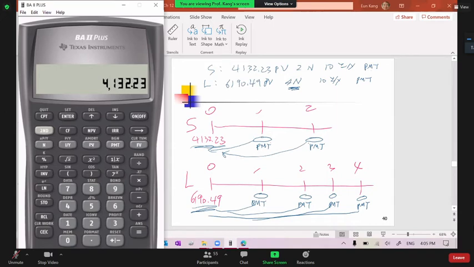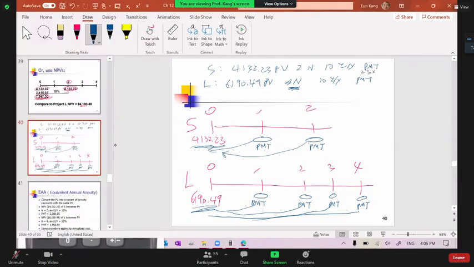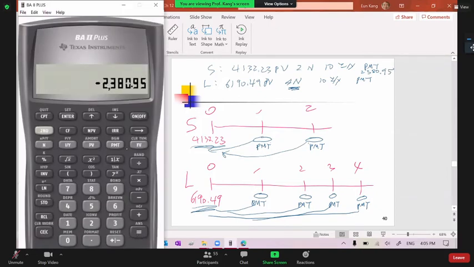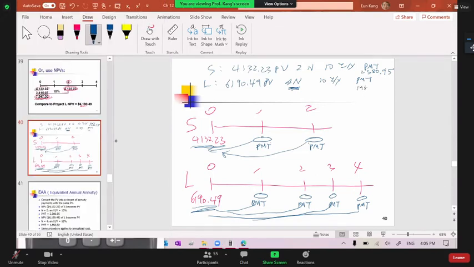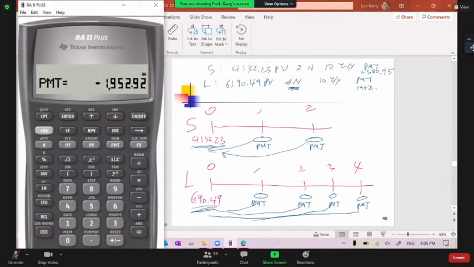So second, clear TVM: 4132.23 present value, 2 N, 10 I/Y, compute payment, 2380.95. And second, clear TVM: 6190.49 present value, 4 N, 10 I/Y, compute payment, 1952.92.